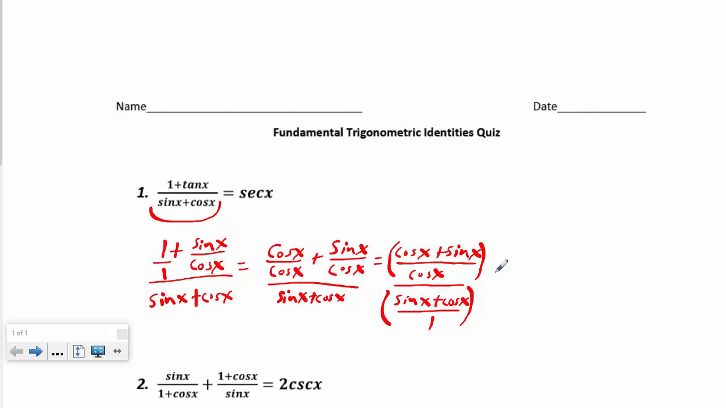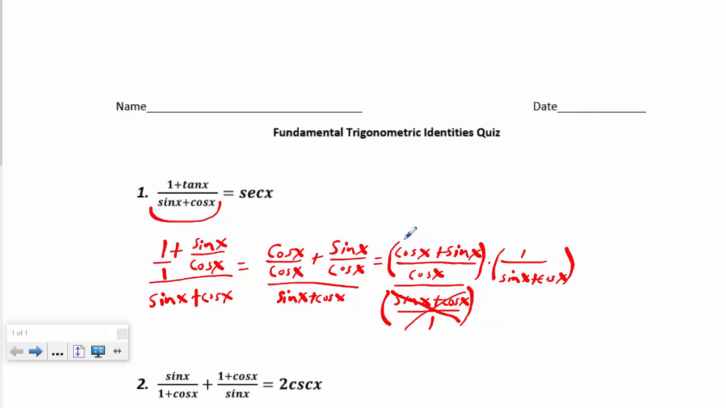When you divide by a fraction, what you're technically doing is multiplying by its reciprocal. So I'm going to show that step over here. I'm going to multiply the top by the reciprocal of the bottom, which basically means just flip it upside down. So we have 1 over sine x plus cosine x. We're just going to multiply across. So we have cosine x plus sine x times 1, which will just give me cosine x plus sine x. And then on the bottom, cosine x times sine x plus cosine x.